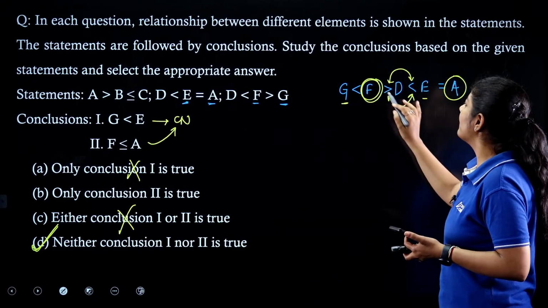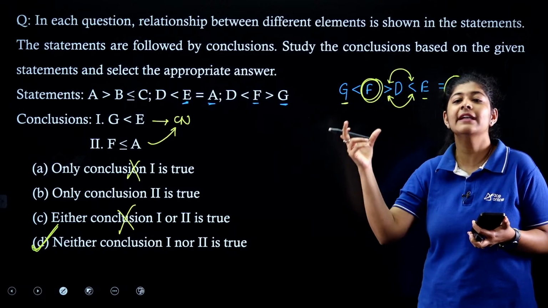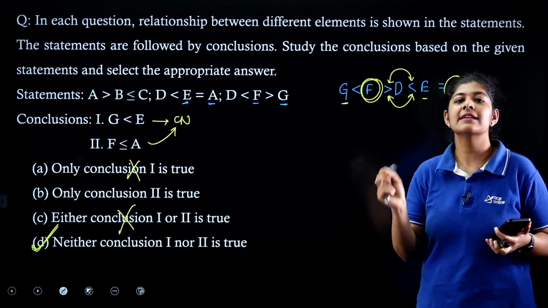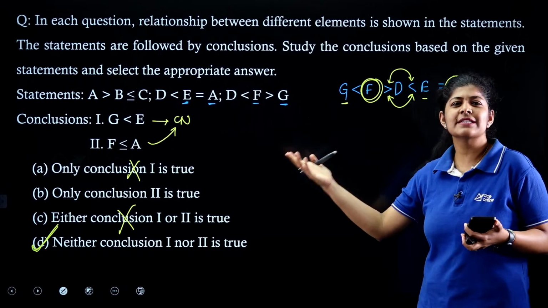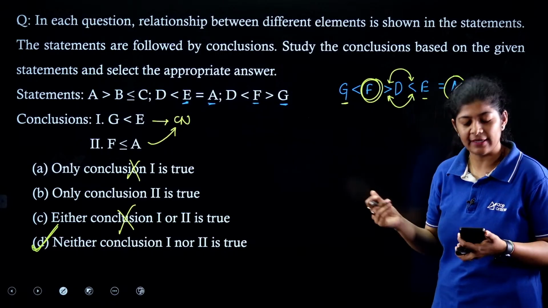Whenever we have opposite signs between the desired elements, the desired alphabets or the variables, in that case we always give "can't say", or we simply eliminate it, because we are not sure which one is true there, right?